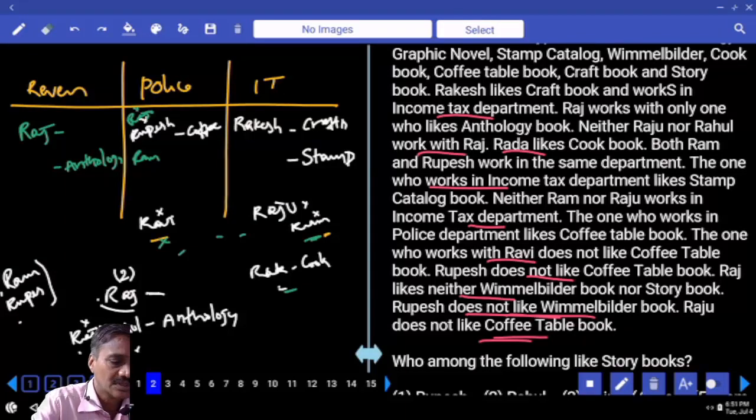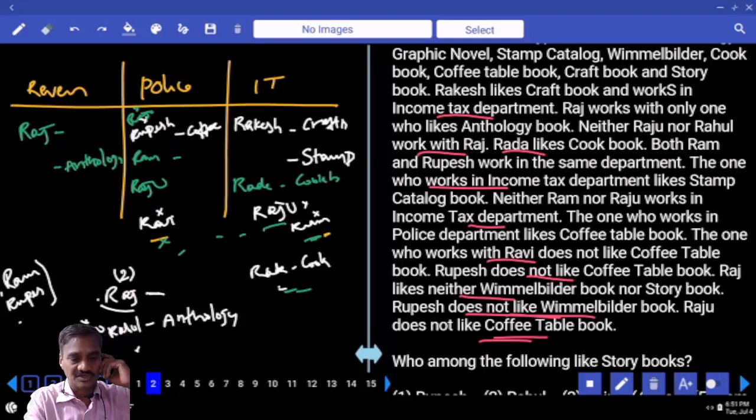Raju and this one. Then, now Ram and Rupesh. Ram, Rupesh, and who is the other person here? Can you have Raju at this place or not? No, because Raju cannot be here. Rade is cookbook. Rade cannot be here. Now we can have Rade who likes cookbook. Now Rade cookbook is here.